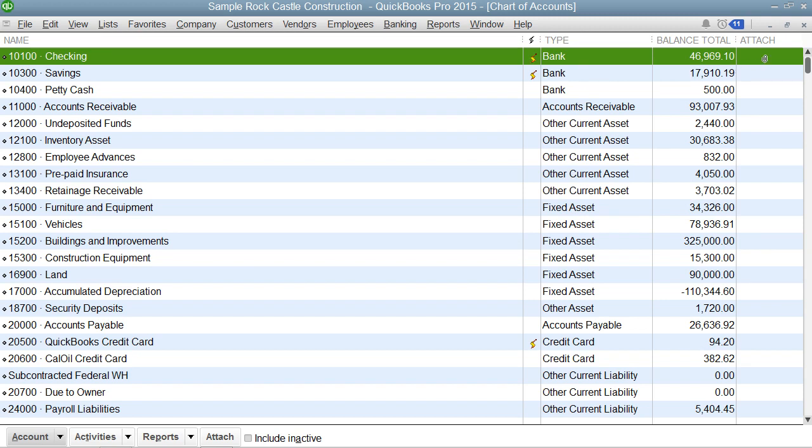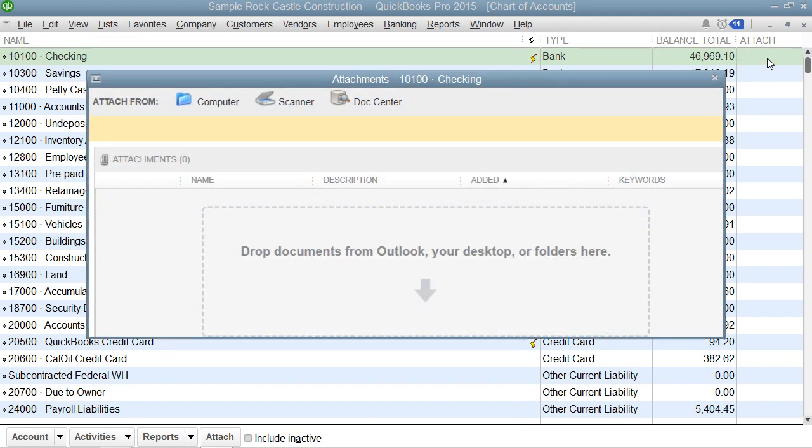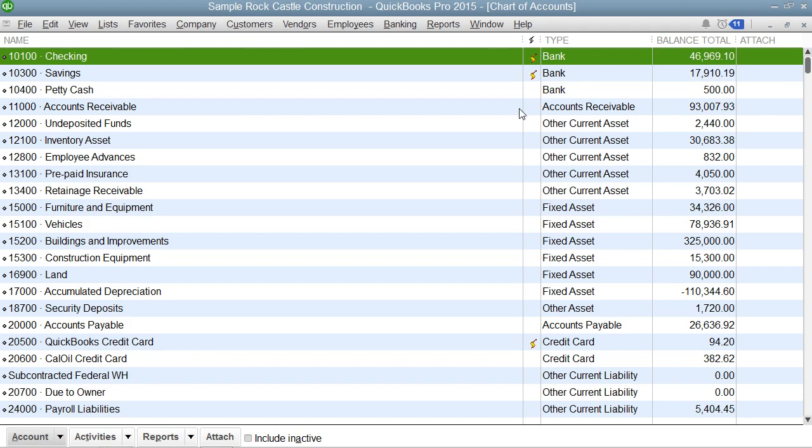There is a column called Attach, which shows any attached documents associated with the account. You can double-click this column to open a dialog box that allows you to attach documents from your computer, from a scanner, or from the Doc Center for free. These attached files are stored locally on your computer in QuickBooks.